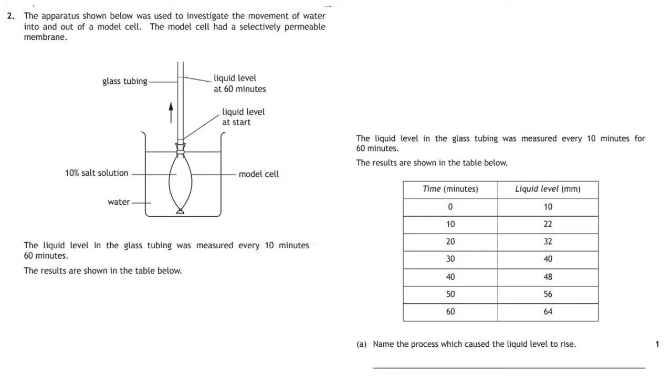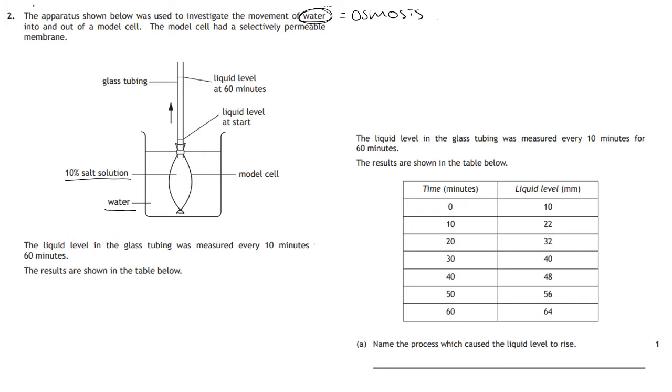So this wee experiment, this is question 2. The apparatus shown below was used to investigate the movement of water. So look at this, it's telling us it's the movement of water. So what we've got to think there is, okay, osmosis is happening. It says into and out of the model cell. The model cell had a selectively permeable membrane. Okay, so what I've got here is water outside and 10% salt solution inside.